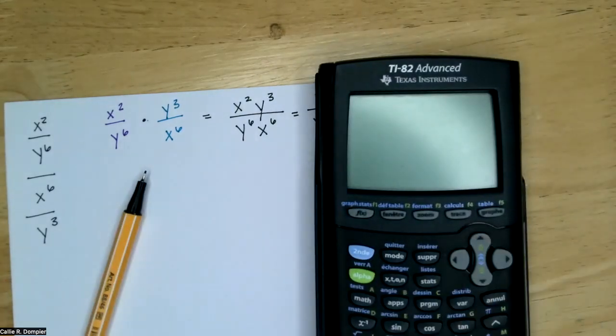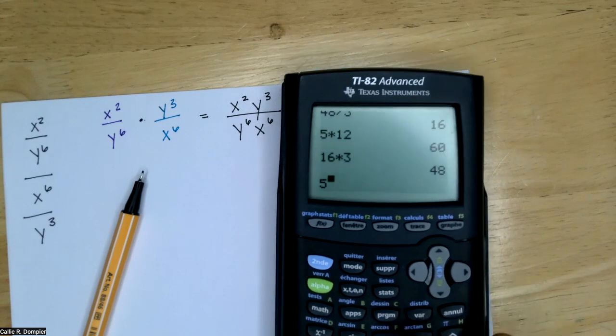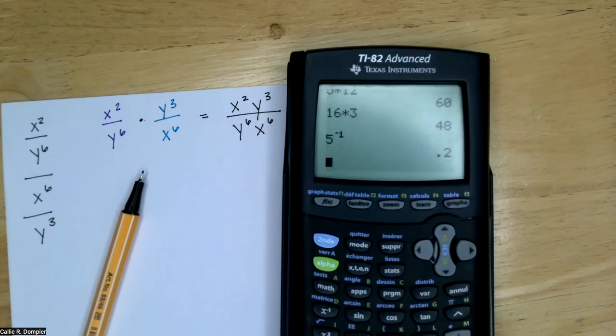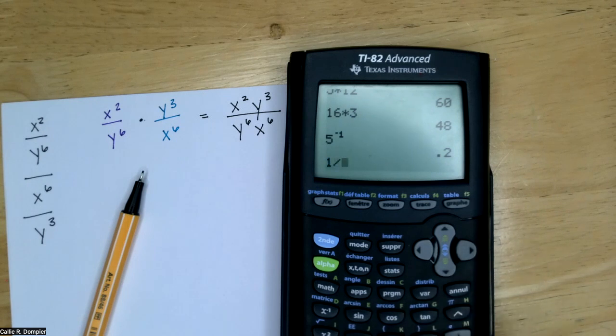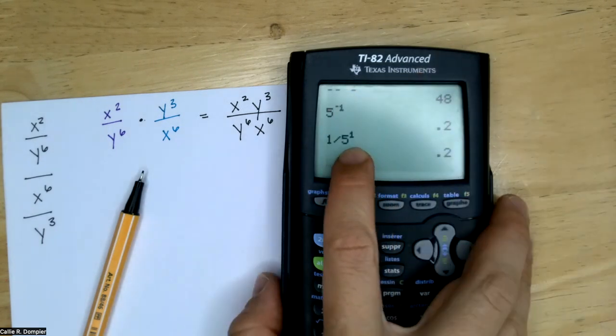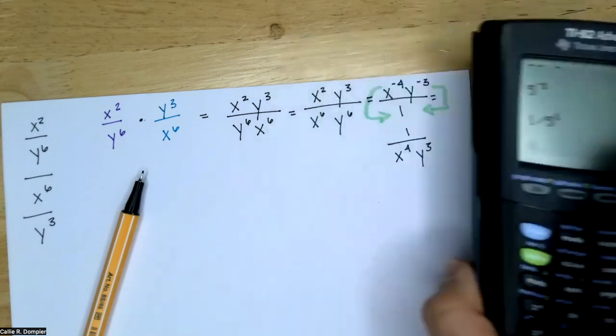We can see this like 5 to the power of -1 is 1 divided by 5 to the power of 1, and 1 divided by 5 is 0.2. So the exponent becomes positive if you put it at the bottom of the fraction.